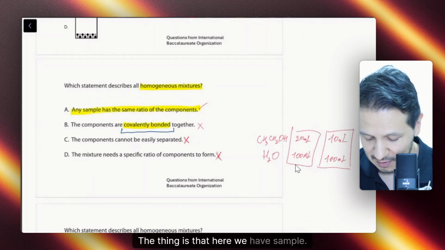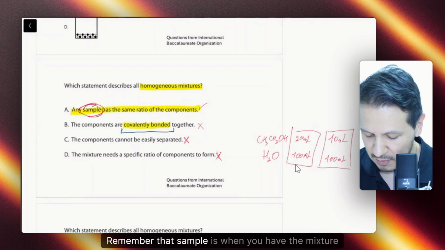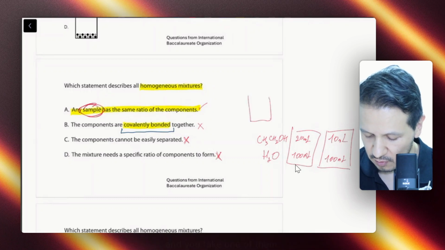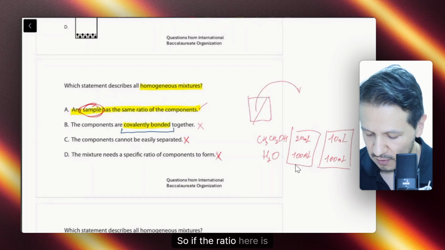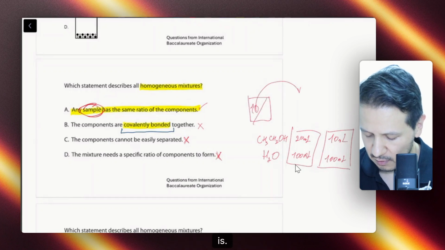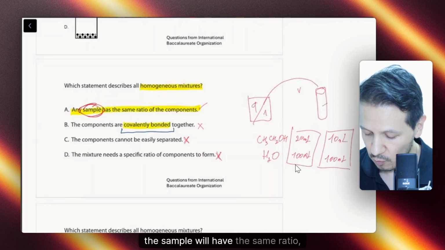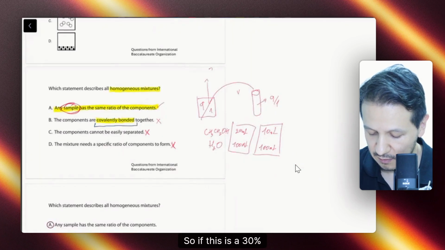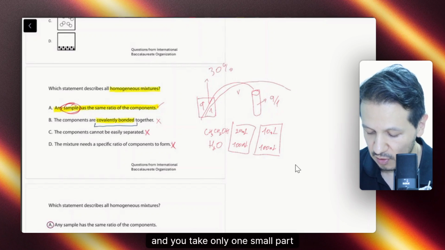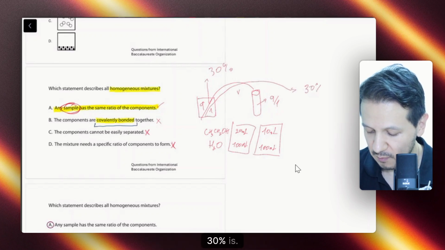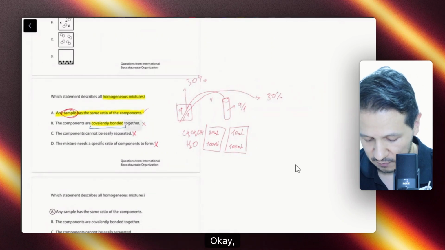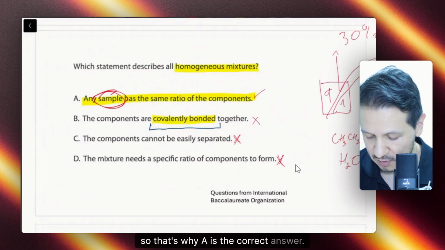The thing is that here we have a sample. Remember that a sample is when you have the mixture and you take a part of it. So if the ratio here is 9 to 1 and you take one sample, the sample will have the same ratio, 1 to 9. So if this is 30% salt in water and you take only one small part, that will be the same 30%. The concentration won't change. So that's why A is the correct answer.